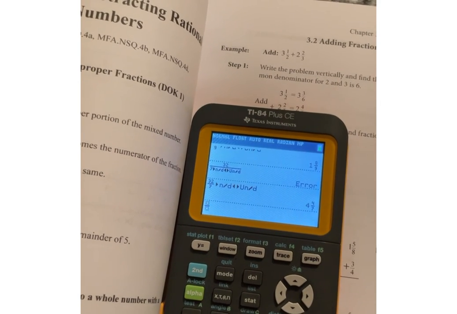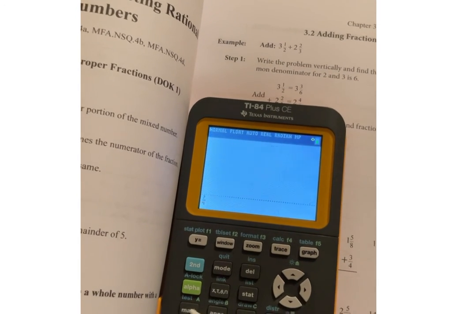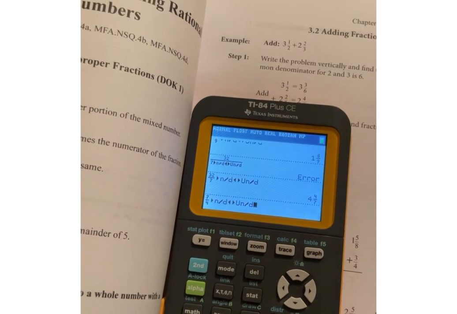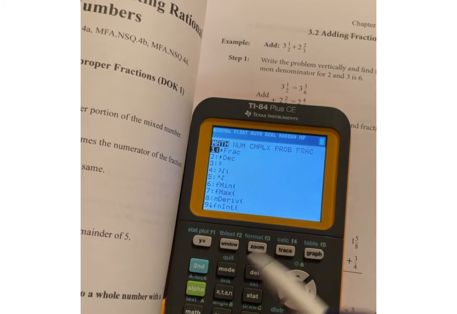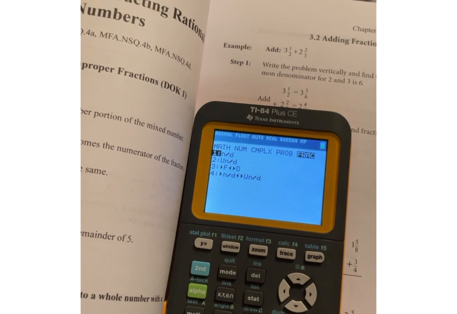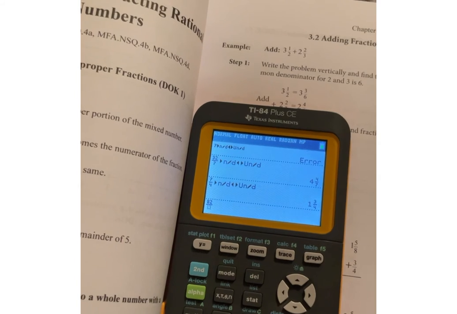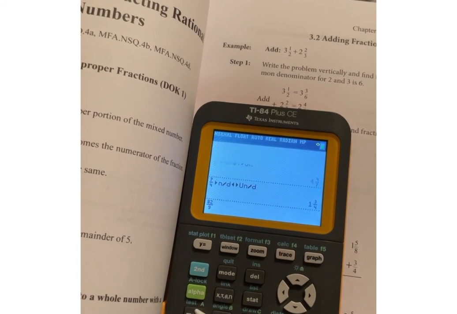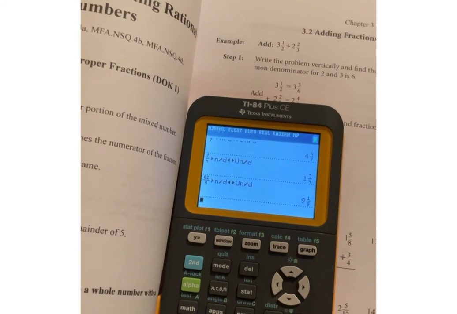So number 17, you put 7 at the top, 4 at the bottom, math, arrow backwards. Okay, so you guys are getting this. And then number 19, you have to type in the fraction first, and then change it to a mixed number.